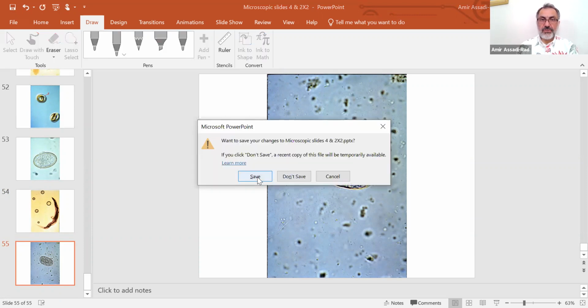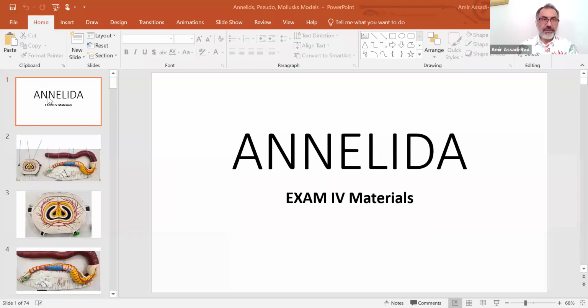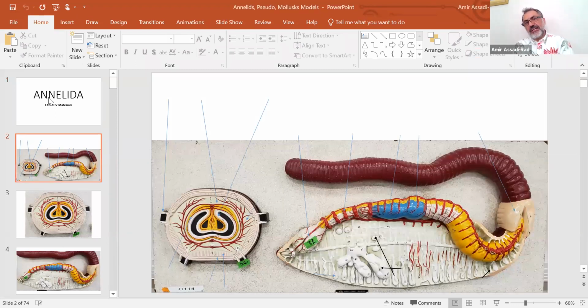Let's go to models. Okay, great. Models. The very first model I have, phylum Annelida, class Oligochaeta. This is the cross section of the animal.